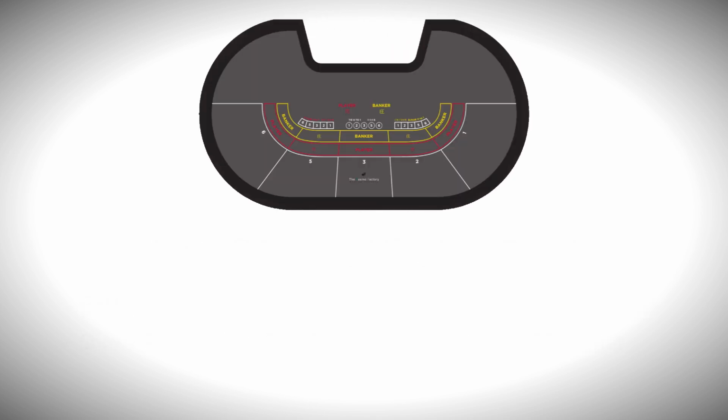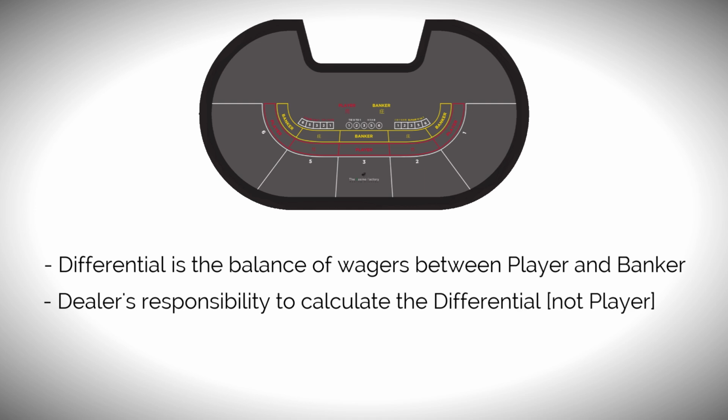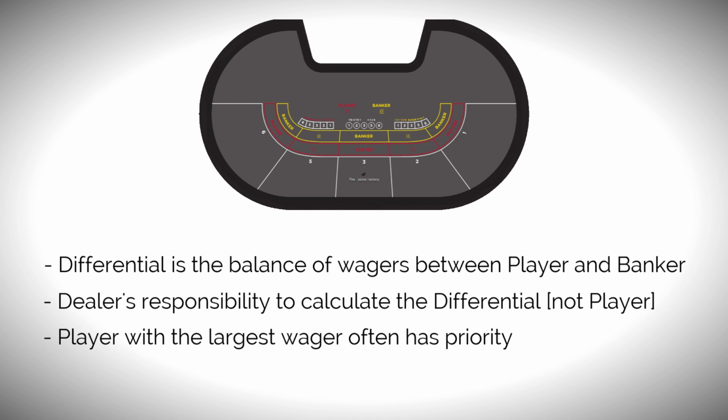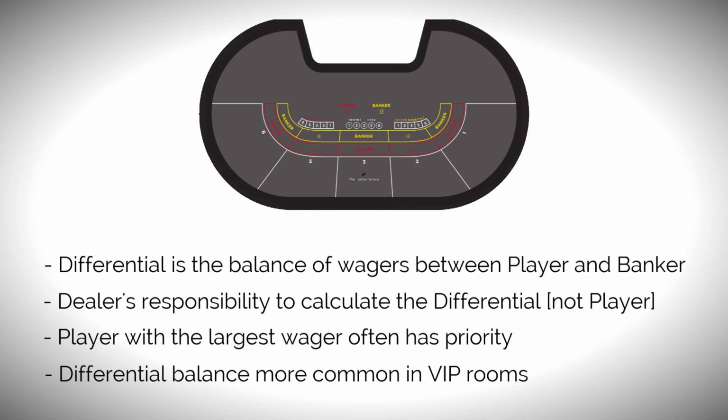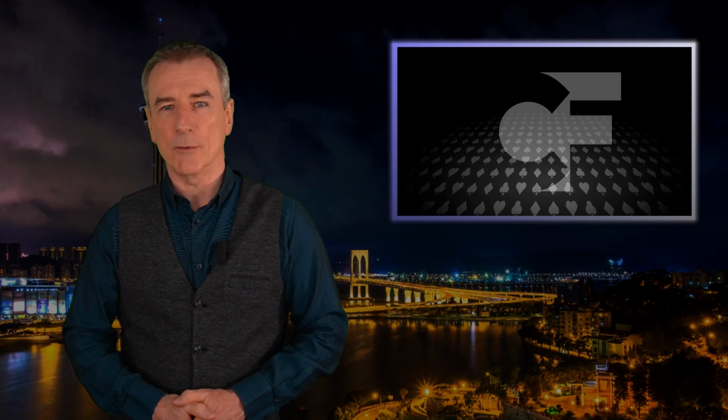So, for a quick recap, the differential is the balance of wagers between player and banker. And it's the responsibility of the dealer to calculate the differential, not the player. The player with the largest wager at the table is often given betting priority. And the differential balancing is much more likely to be found implemented in the VIP rooms. Differentials aren't always in place. Some casinos still offer a maximum per player or per position. Differentials are a useful tool though for casino operations who aren't willing to lose their shirt and possibly even their trousers on those high limit games.